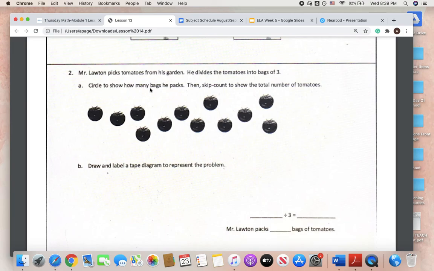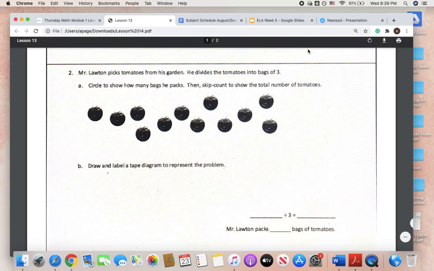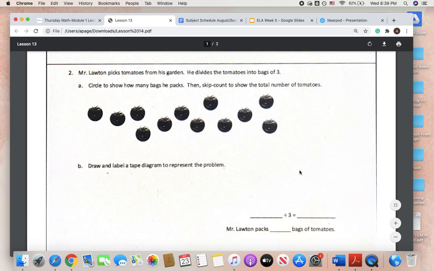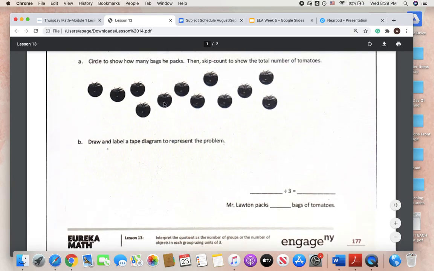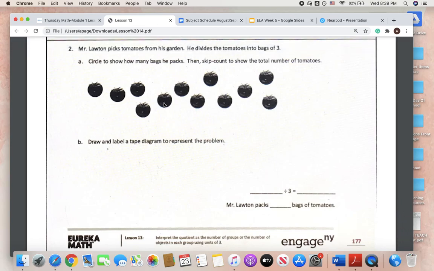Okay, circle to show how many bags he packs. Then skip count to show the total number of tomatoes. So it'll be 3, 6, 9, 12, okay? And so forth. Keep going. Skip count by threes. Draw and label a tape diagram to show.